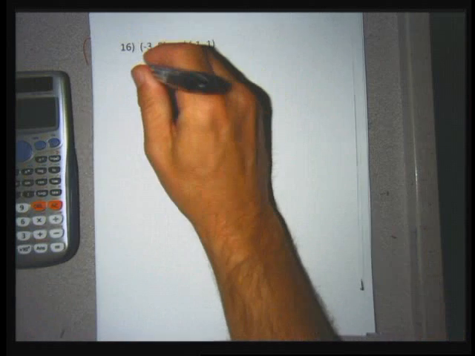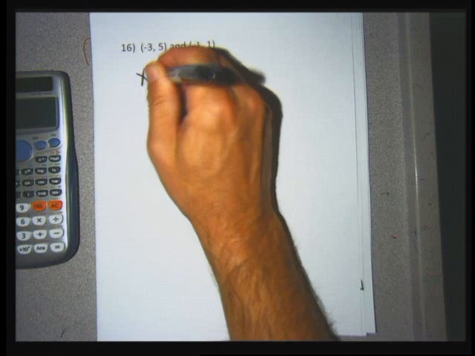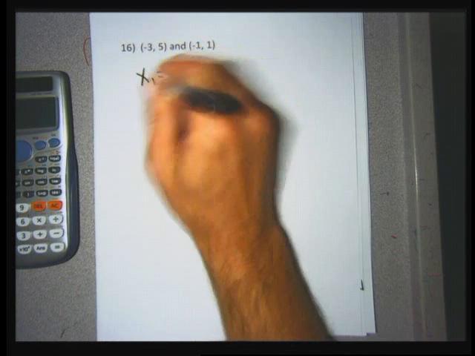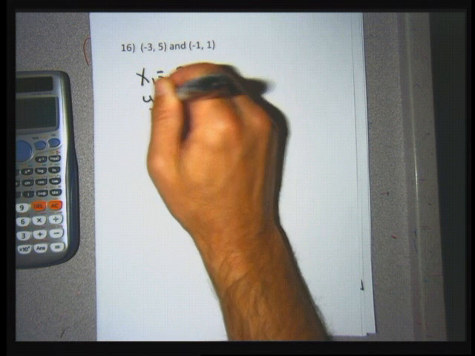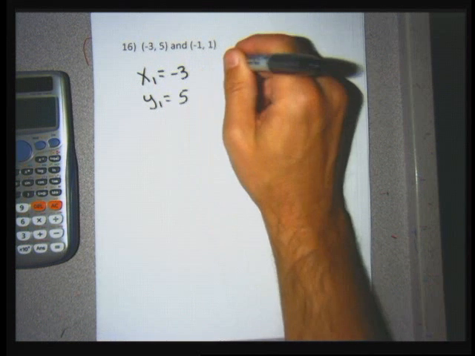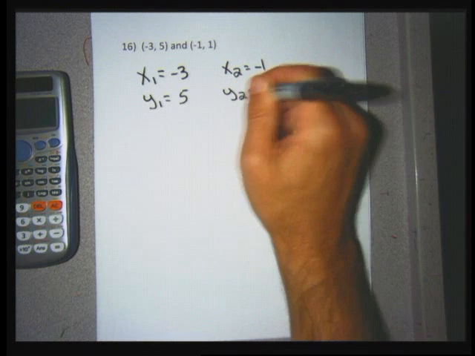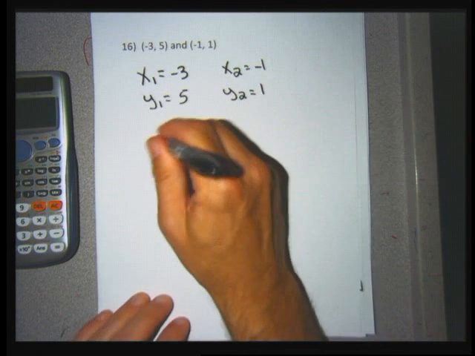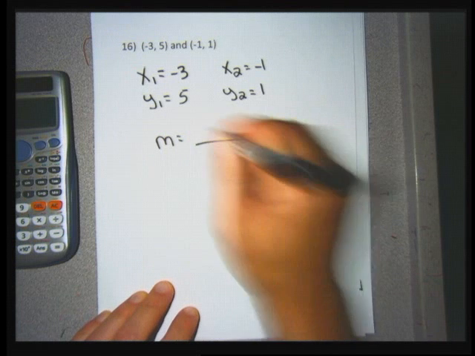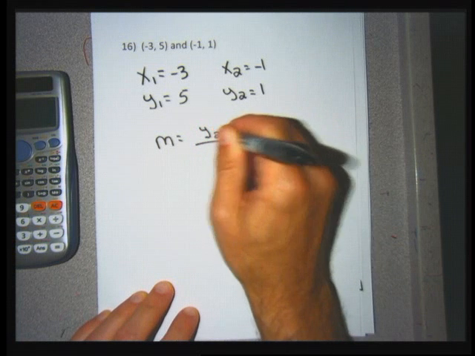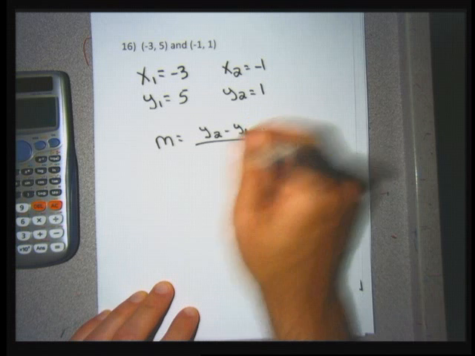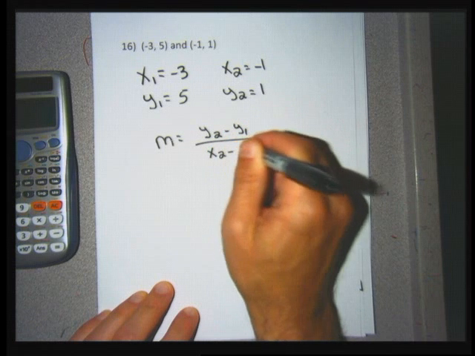16 wants me to find the slope of the line connecting these 2 points again. So I need to have values for x1, y1, x2, and y2. I'm going to use the same formula. The slope of the line that connects those 2 points can be found by using the formula y2 minus y1 over x2 minus x1.